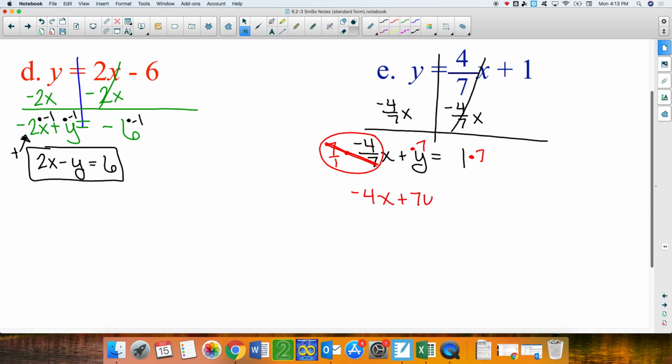Plus 7y equals 7. And we're close, except we want to get rid of this negative right here. So we're going to multiply everything by negative 1. And all that's going to do is change all the signs of every term. And there's my answer in standard form.